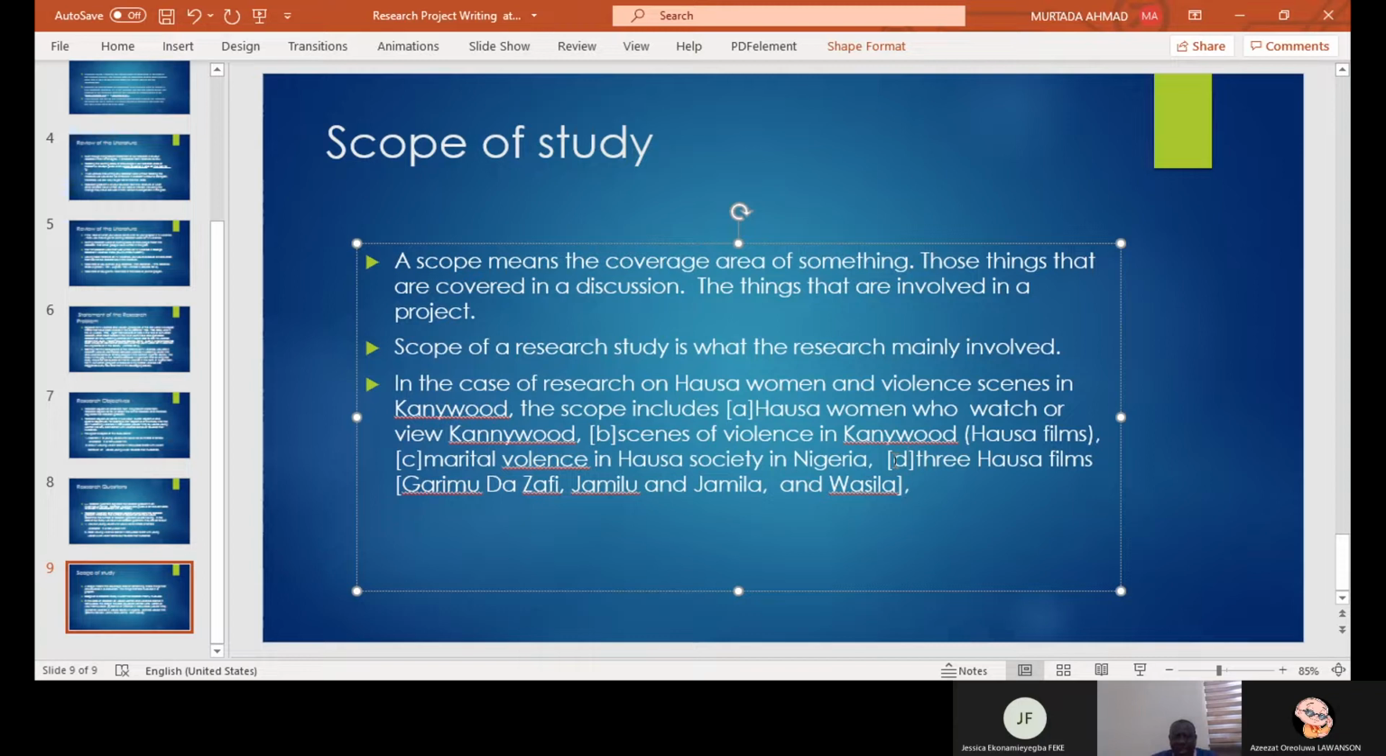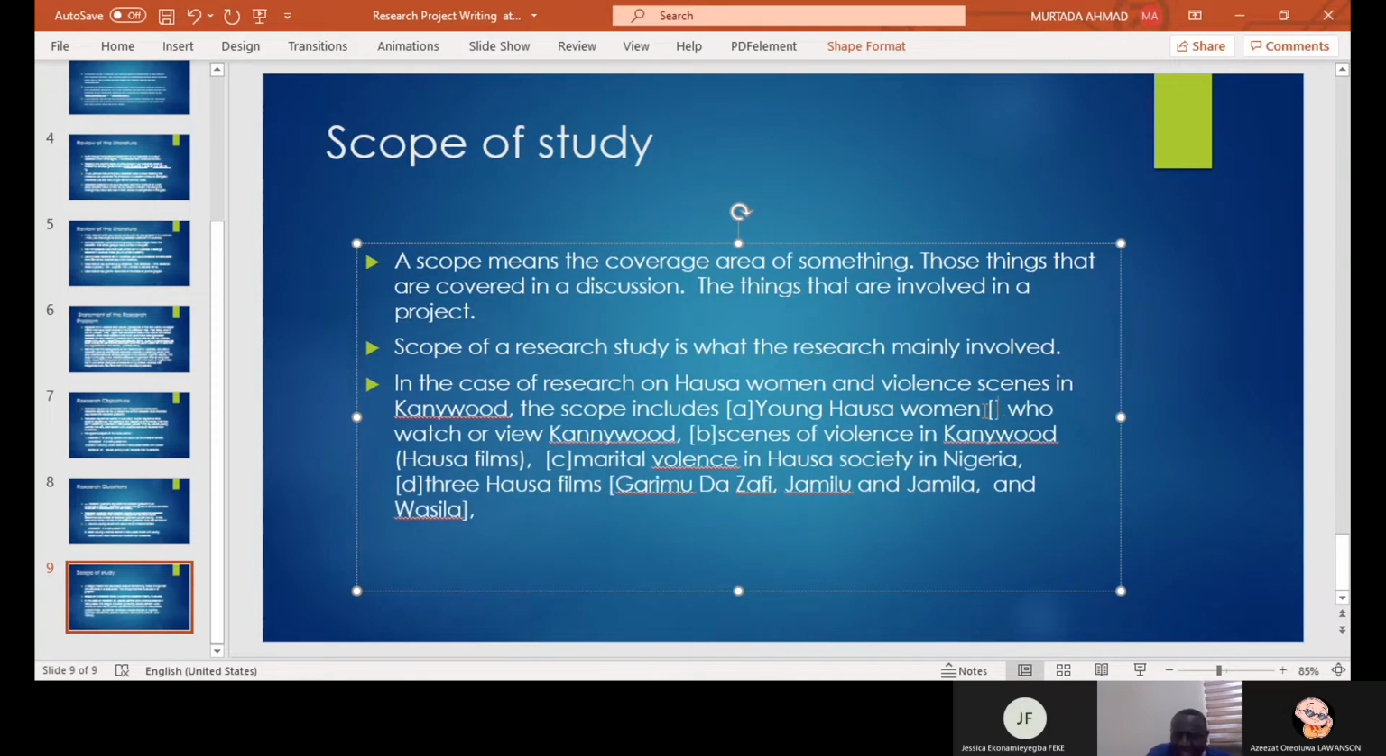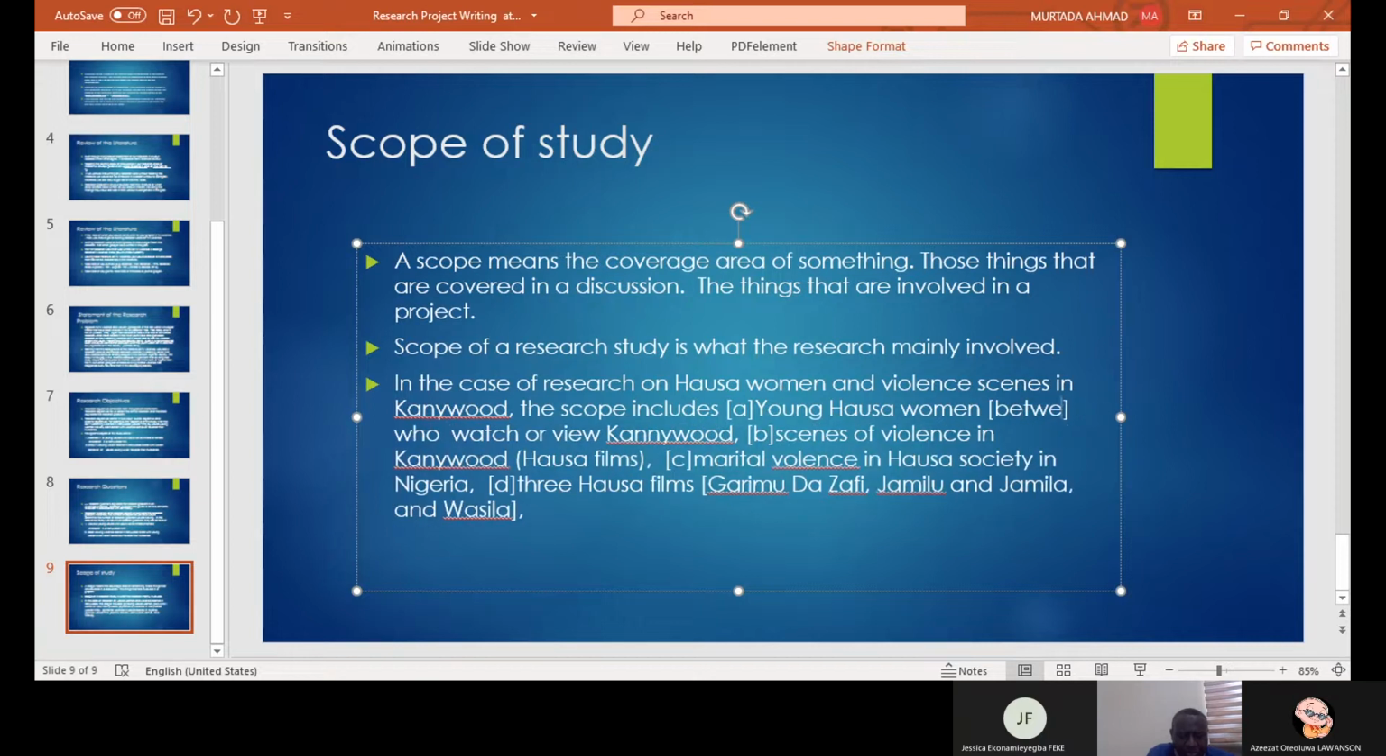And when we talk about Hausa women who watch, say, young Hausa women, we can include that they are between age 18 and 30, for example. So this is the scope.